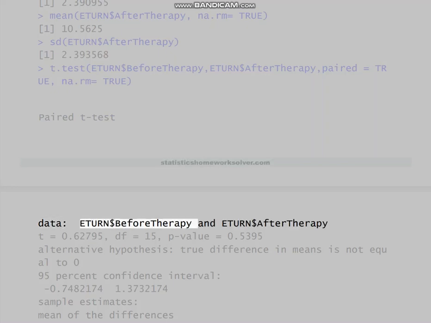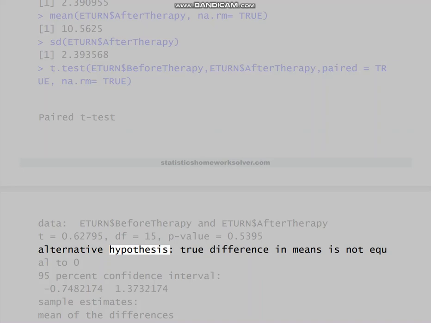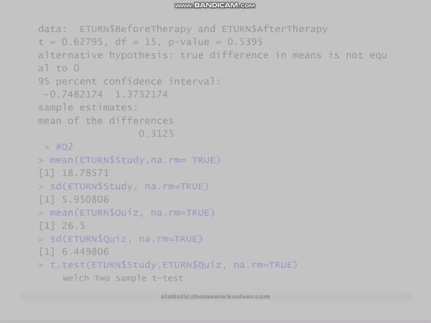Data: assign3$beforetherapy and assign3$aftertherapy. t equals 0.62795, df equals 15, p-value equals 0.5395. Alternative hypothesis: true difference in means is not equal to 0. 95% confidence interval: minus 0.7482174 to 1.3732174. Sample estimates: mean of the difference is 0.3125.